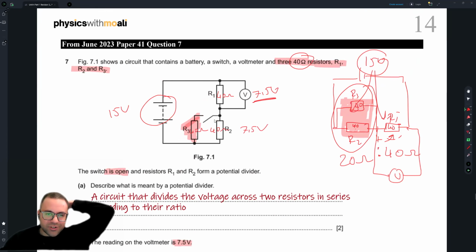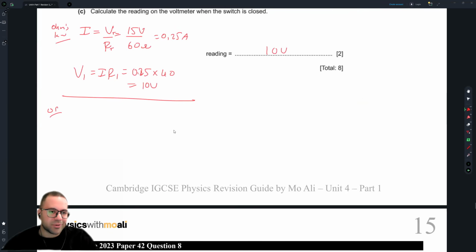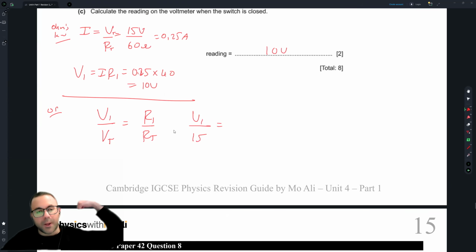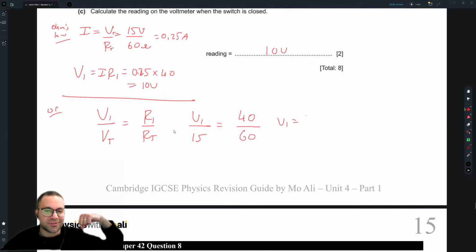I don't have V2. Like, I don't know what this voltage is, but I do have the total voltage. So here's another version of this ratio example thing. You can say V1 over V total equals R1 over R total. It still works if you compare it to the total, not just to the one next to it. So V1 over, what's the total voltage? 15 equals R1, which is the 40 ohms that you want, over the total resistance, which is 60. So V1 is equal to 40 over 60 times 15. This gives you 10.